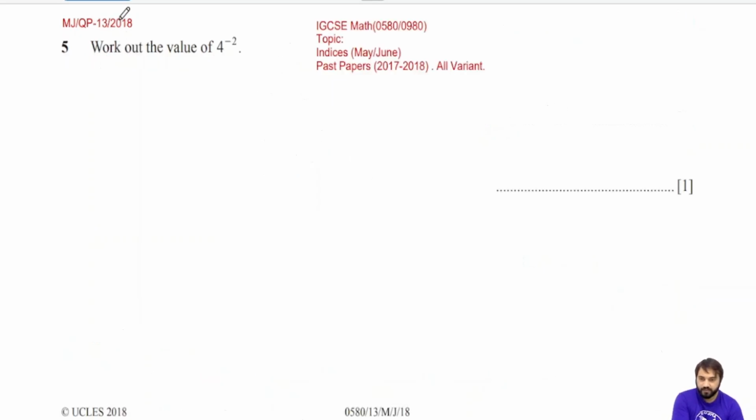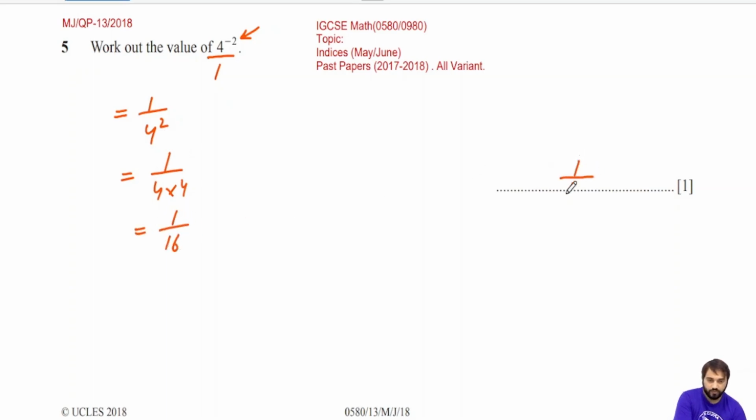Question 5 that appeared in 2018. Question paper was 1 and the variant was 3. Work out the value of 4 raised to power minus 2. We need to make power positive, and how can we do that? What is the denominator of 4 raised to power minus 2? If we do not see anything, it means it's 1. So just flip it. So bring it down. It would be 1 over 4 raised to power positive 2. And after that, 4 square can be written as 4 into 4 and 1 over 16. Answer to this question is 1 over 16.